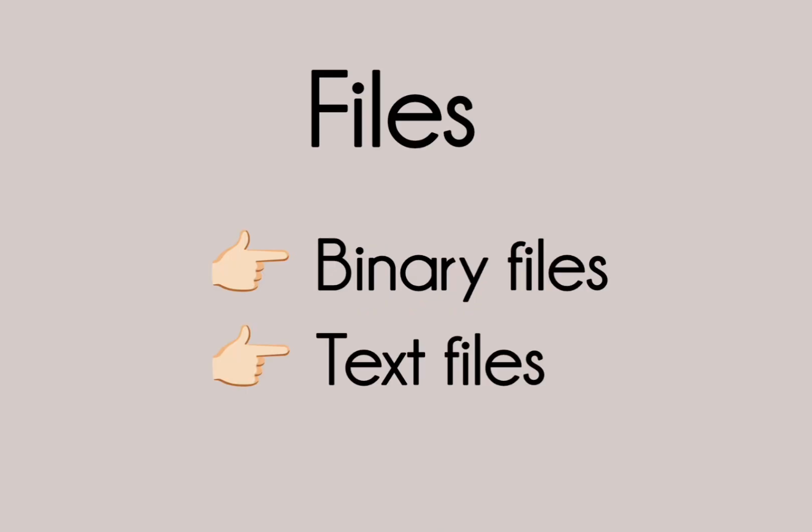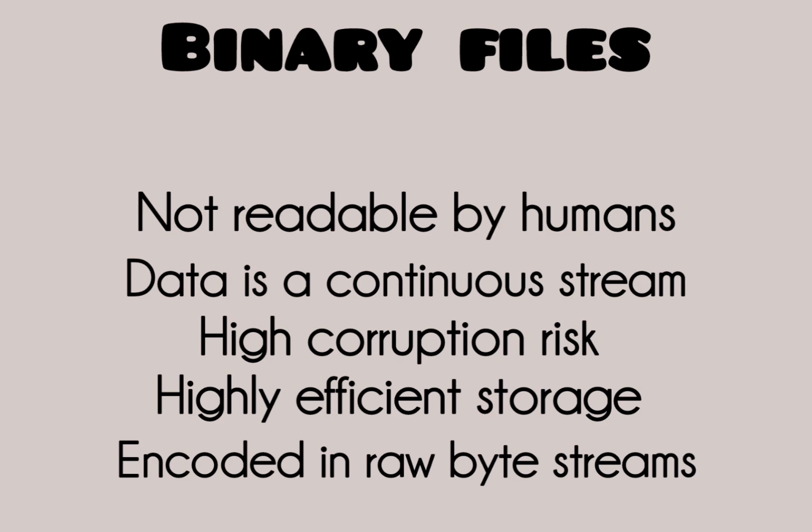So files are the place in which we store our information, or any type of information. Now there are two types of files, that is binary files and text files. First we will discuss binary files. Binary files are not readable by humans, that is, we can't read these files, and the data is in continuous stream. This means that the data stored inside binary files does not contain any line break or any type of gap, and there is a high corruption risk in these files.